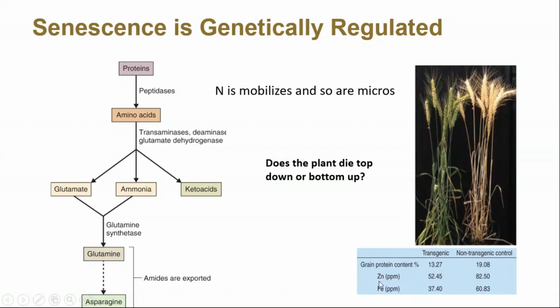Chakmak and a bunch of other folks worldwide are looking at biofortification as a way to get more zinc in, because zinc is a severe problem globally. In this particular case, grain protein content in the non-transgenic was a lot higher, but look at the micronutrients that were also higher, a lot higher.